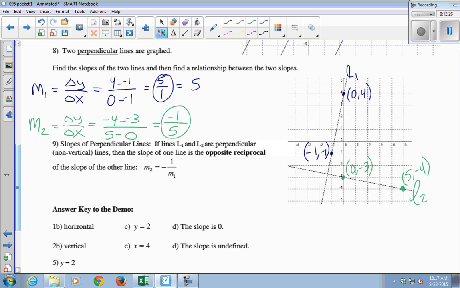Do you see a relationship between the number 5 over 1 and the number -1 over 5? Yeah, so we call them reciprocals, right? When you flip a fraction over, we call that its reciprocal. So 1/5 and 5 over 1 are reciprocals. And these two numbers are also opposites, meaning one is positive and one is negative. So perpendicular lines have opposite reciprocal slopes. Opposite meaning one's positive and one's negative. Reciprocal meaning you flip the fraction over.